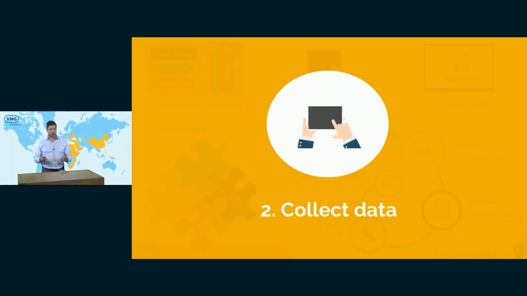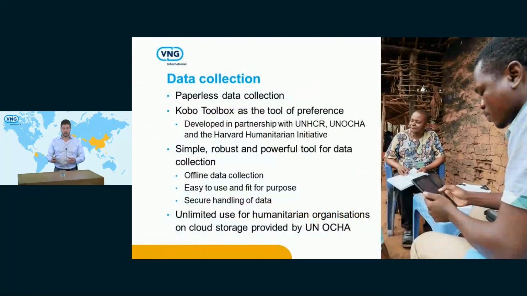Now, once there's a priority framework established and we have the cheat sheets, we can go to the field and we can collect the actual data. Where I spoke before of offline tools, well, the data collection itself is offline, fully paperless. And the tool used for this is called KoboToolbox. It's the tool of preference.